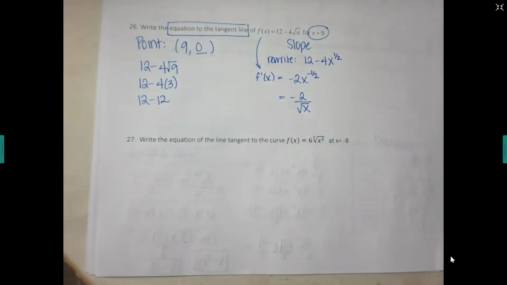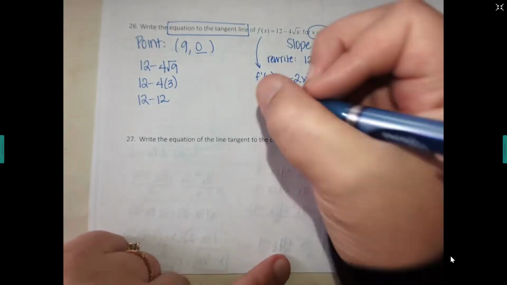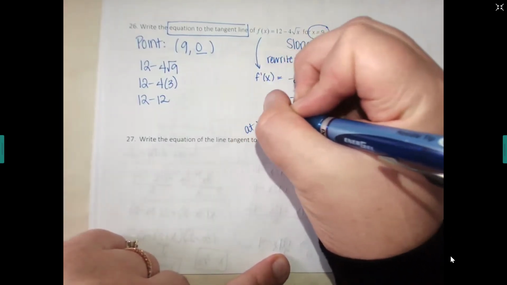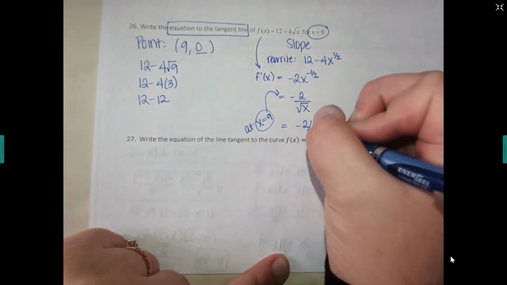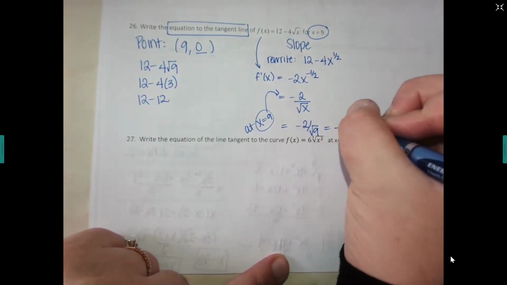Now, that's my slope anywhere. Where do I want my slope at? What number? 9. 9, so I'm going to plug it in. So at x equals 9, that's going to give me negative 2 over root 9, which is negative 2/3.